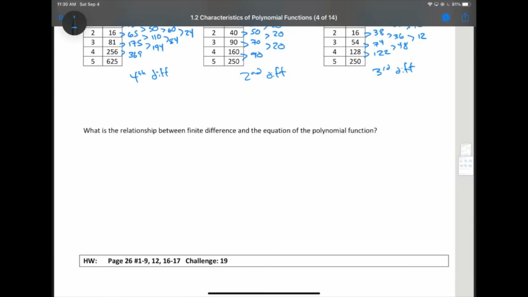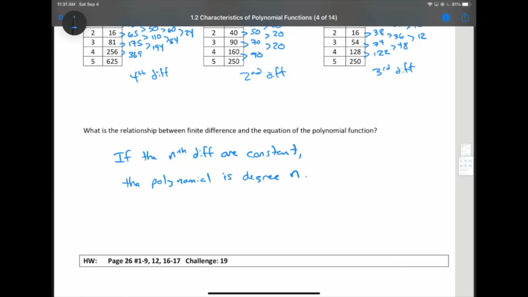So here we can finally say, if the nth differences are constant, the polynomial is degree n.